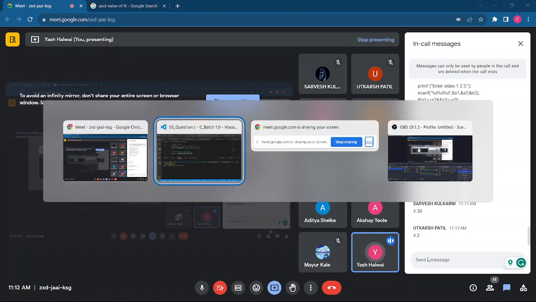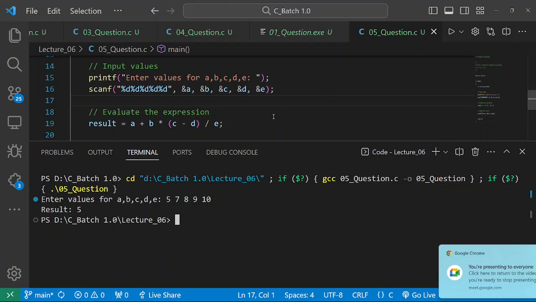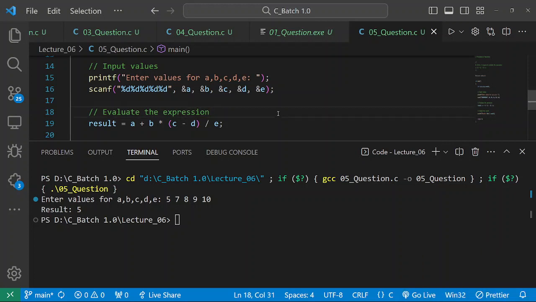According to you, the answer is definitely correct. I think I don't know what the answer is. 5, 7, 8, 9, 10. So here I will be getting 5. Anyone let me know the result? That's why I've taken this question. According to your answer it is correct, but why am I getting this result 5?